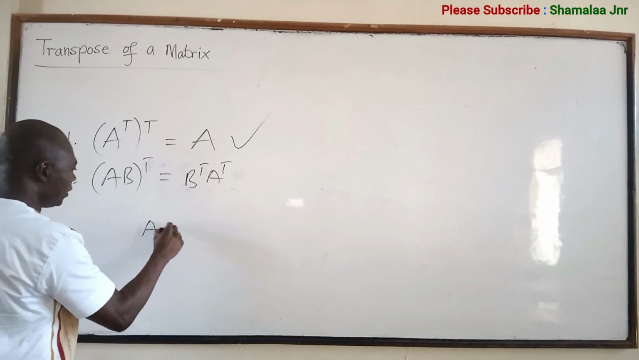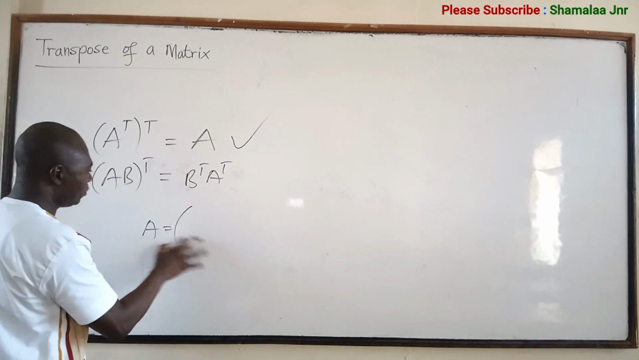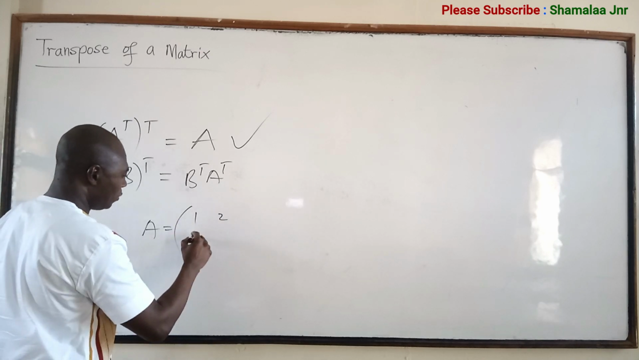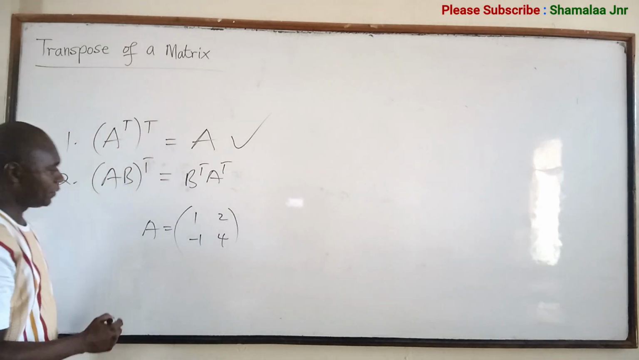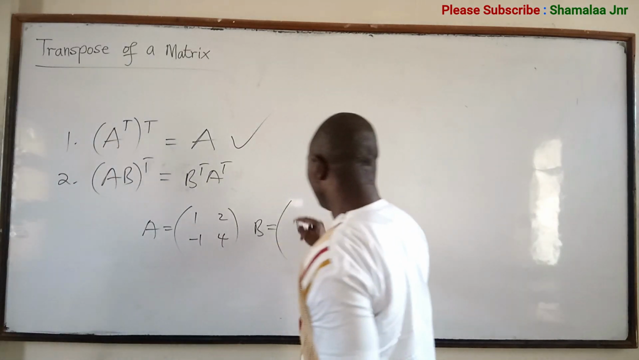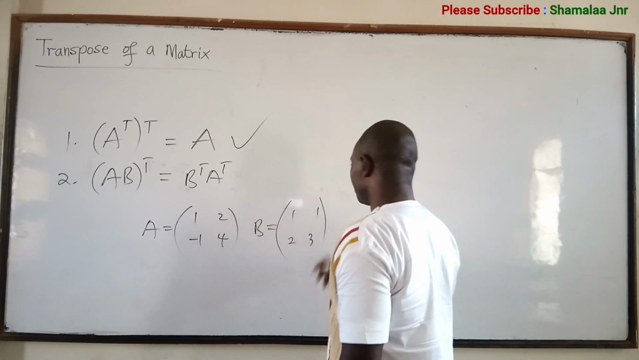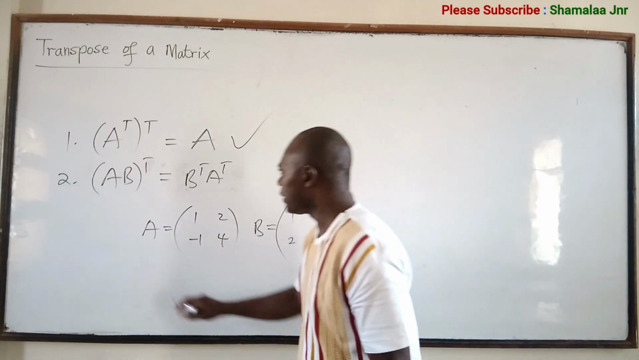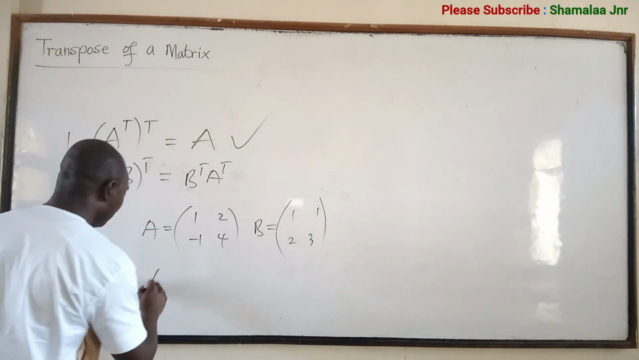If you pick a matrix A equal to, let me just pick something small, 1, 2, -1, 4, like this, and then matrix B equal to 1, 1, 2, 3. Are you seeing it? What we are saying is that AB, it means that you should multiply these two matrices.